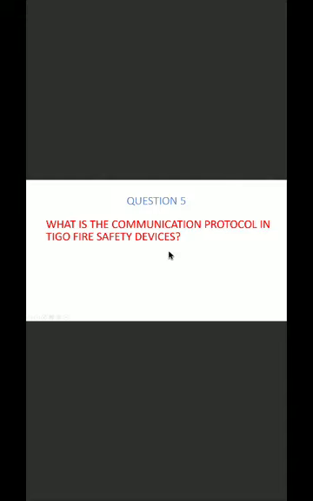Okay, short question. What is the communication protocol in the TIGO fire safety device? Quick. Running out of time, only 30 seconds.